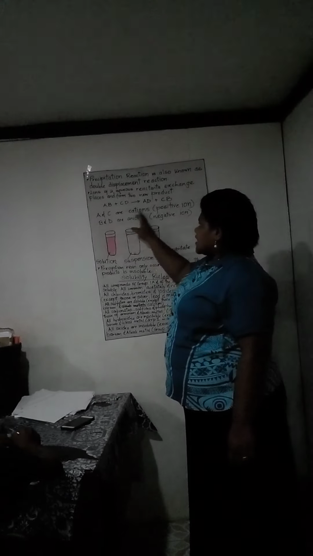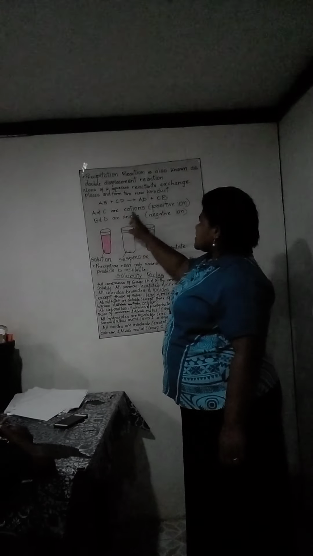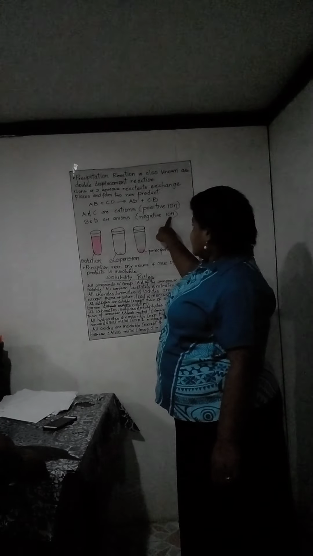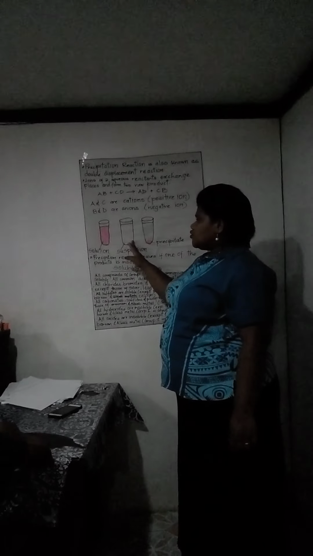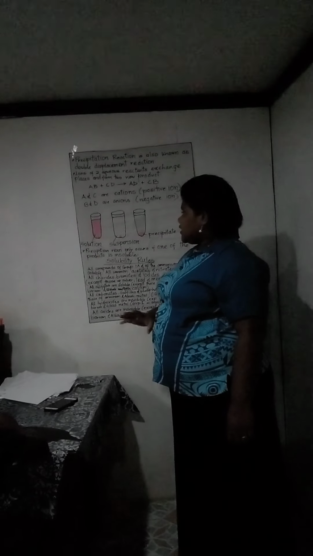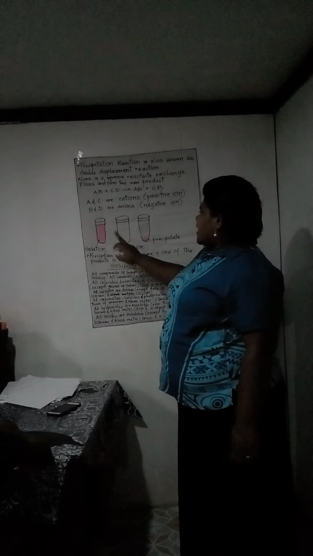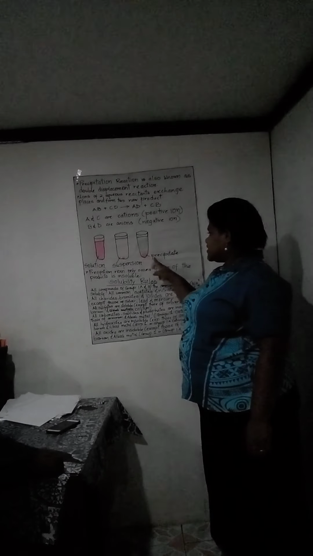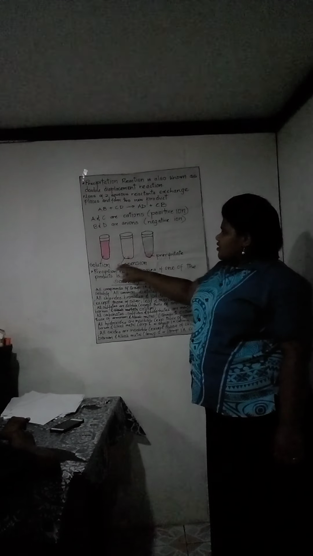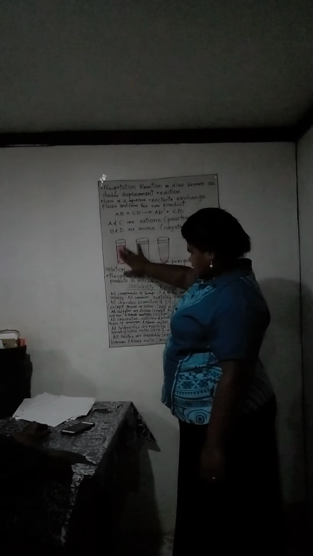A and C are cations, positive ions. B and D are anions, negative ions. There are test tubes. One test tube contains a solution only. The second test tube contains a suspension. And the third test tube is a precipitate. This is a precipitate, right? Over here, it is just a solution.